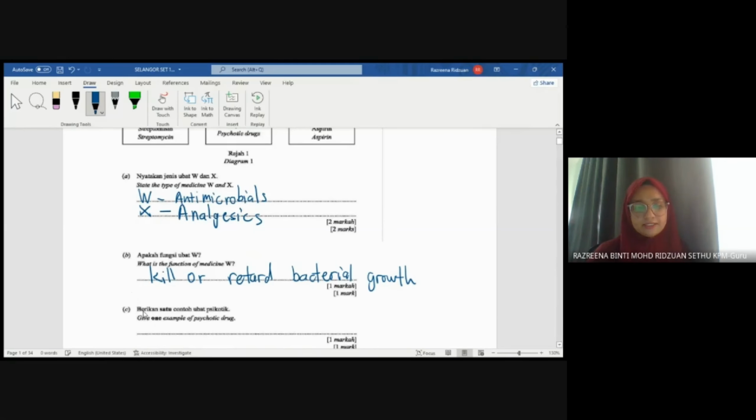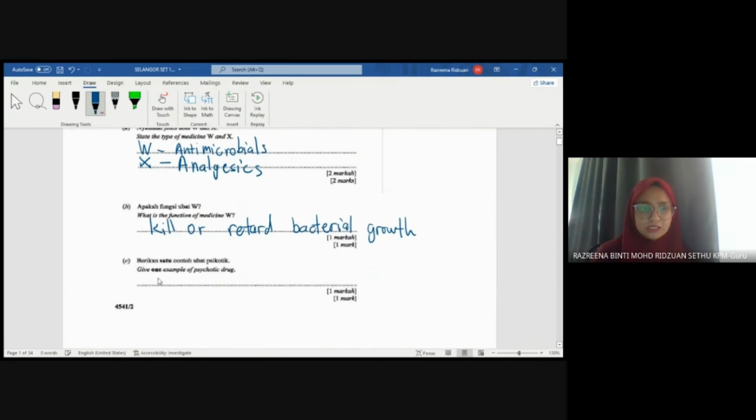Next C, give one example of psychotic drug. The easiest for you to remember is haloperidol. Haloperidol is used for people who have hallucination. So the names hallucination and haloperidol, they are similar. You can give other answers also, for example chlorpromazine or clozapine. But I'm afraid when you spell it wrongly, you will lose a mark here. So choose the one which is easy to spell.